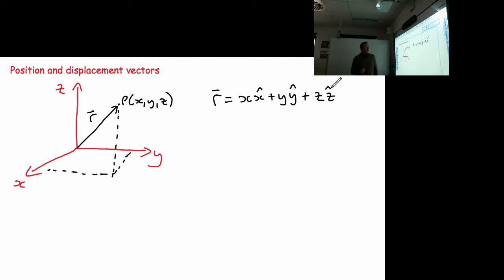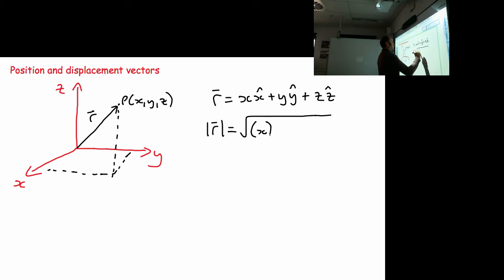This position vector r is going to have a magnitude, and the magnitude of the position vector r is going to be given by the square root of the sum of the square of the components. So it's going to be x squared plus y squared plus z squared. So this magnitude of r is the distance from the origin to that point P.